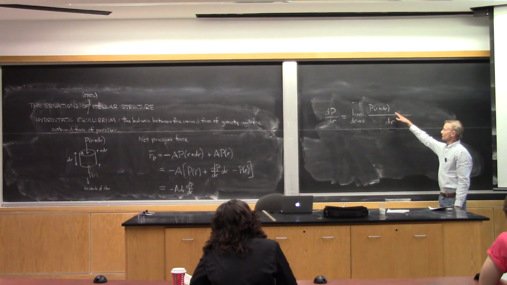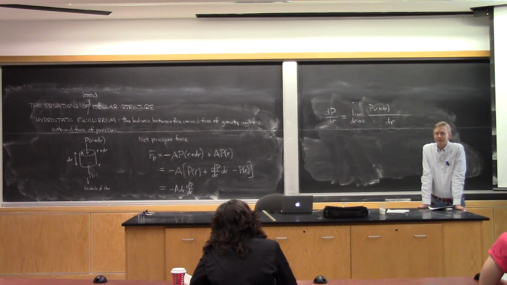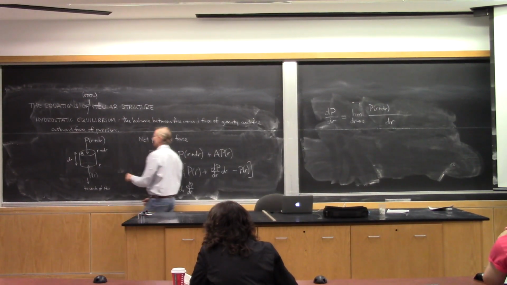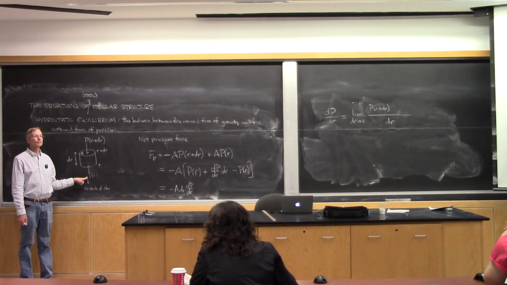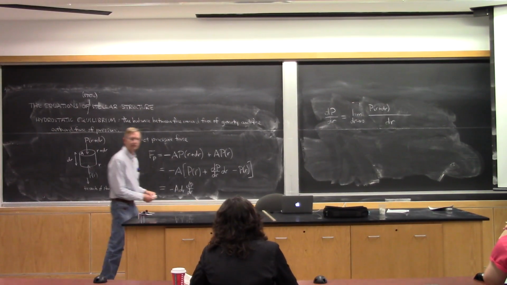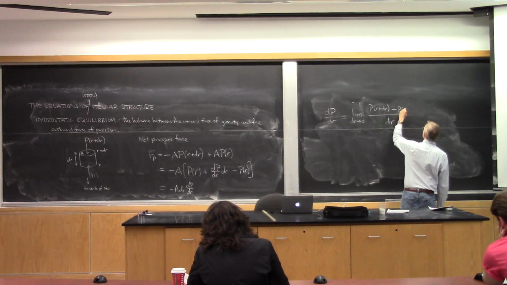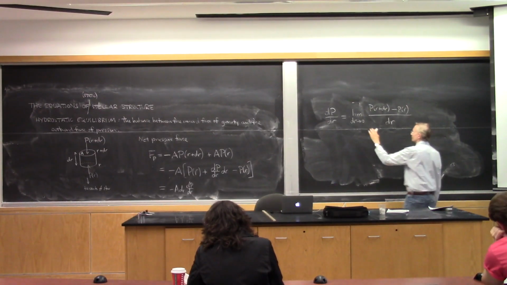What piece am I missing up here? P of R plus dr, then what? What's the change in the pressure between the top and the bottom? I'm literally asking for the pressure on top, P of R plus dr, and the pressure on the bottom, P of R. What's the difference between those? It's P of R plus dr minus P of R, right?